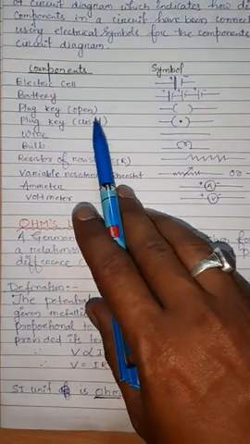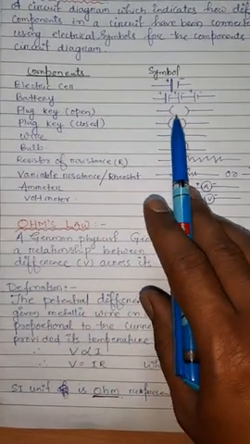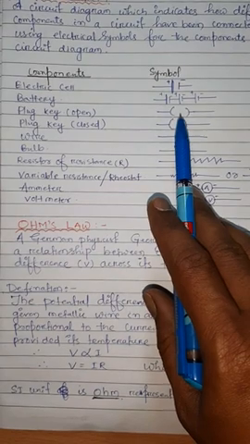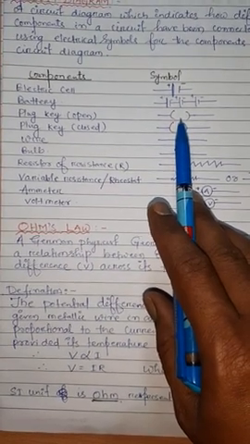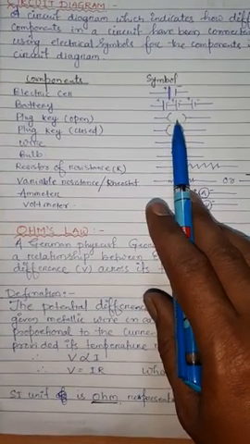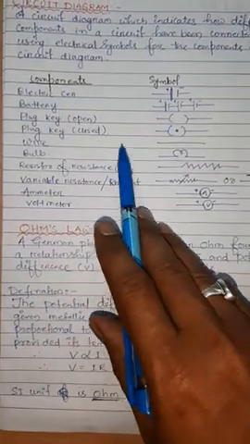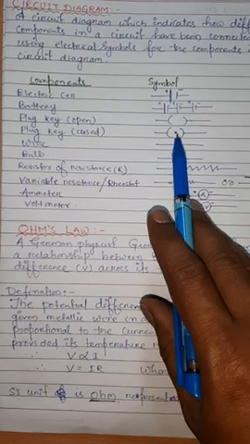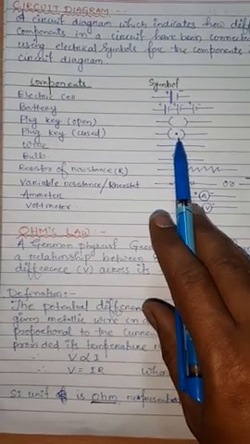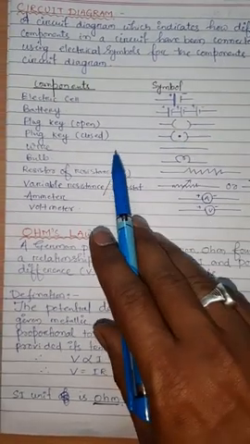Then plug key, open. Open means it should be like this, there is no dot inside, there is blank space, and it's called the key is open, meaning the circuit is open. Then plug key is closed. Closed means you have to put a dot inside. Dot means this plug is closed. Then wire is a straight line.